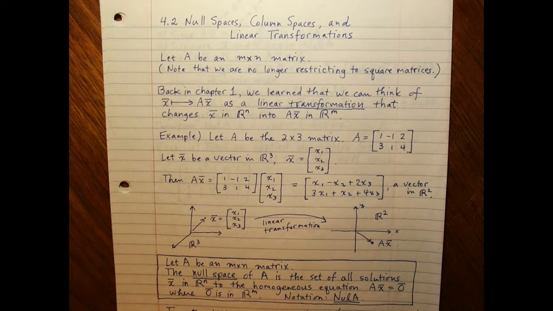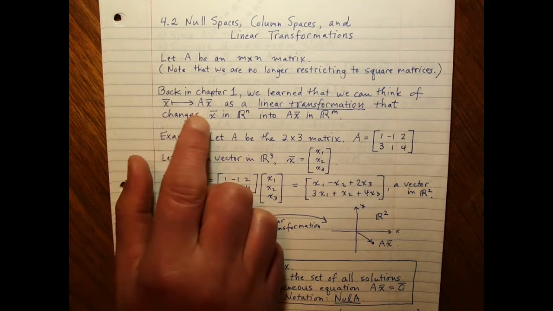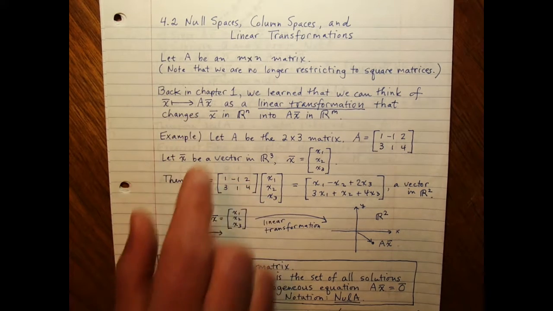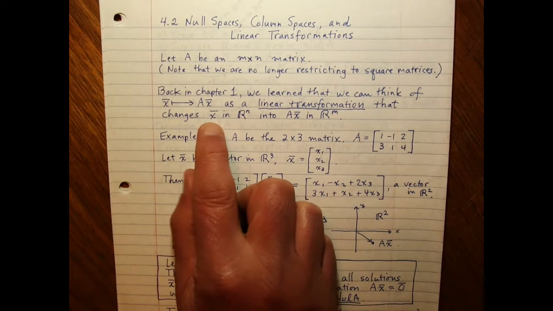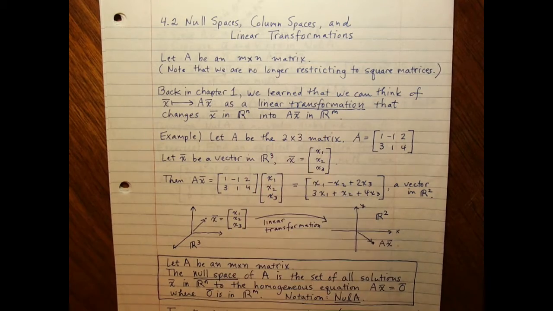So let's start with the 4.2 handout on null spaces, column spaces, and linear transformations. We start out with A being an m by n matrix, and we just want to recall the fact that when we assign a vector x to the product Ax, which is another column vector, we think of that assignment as a linear transformation that changes x, which is an Rn vector, into Ax, which is a vector in Rm.